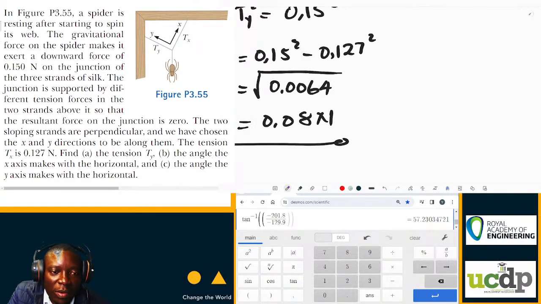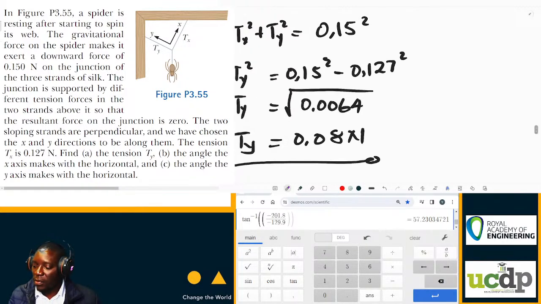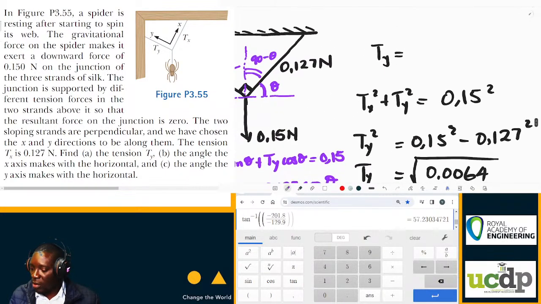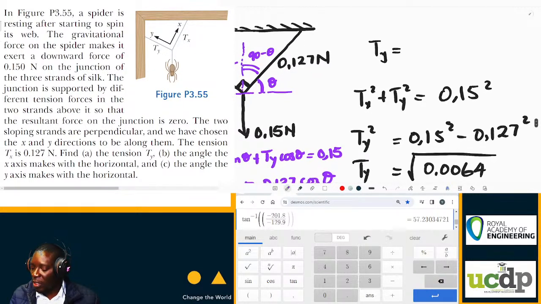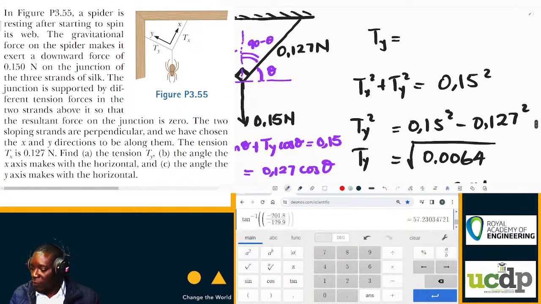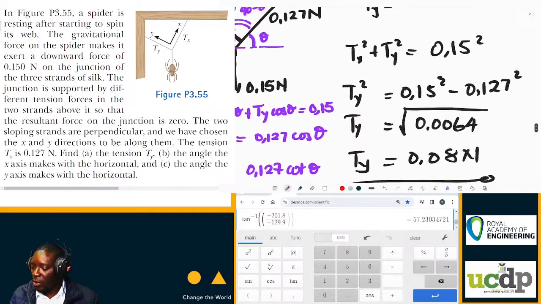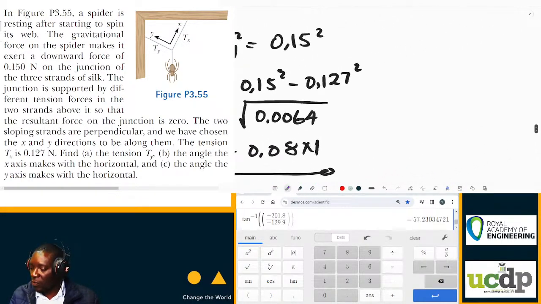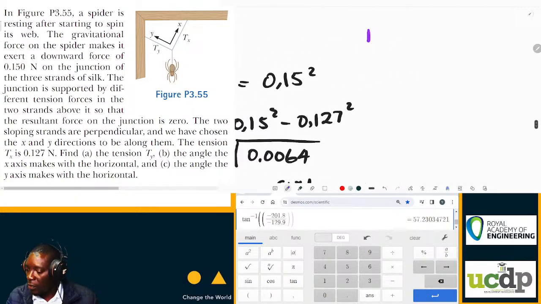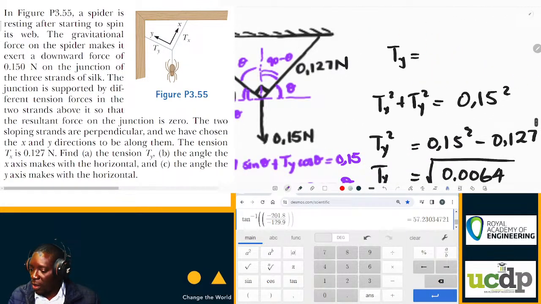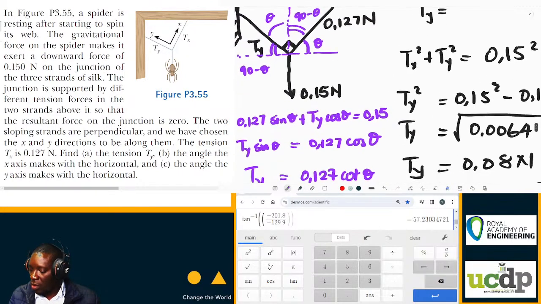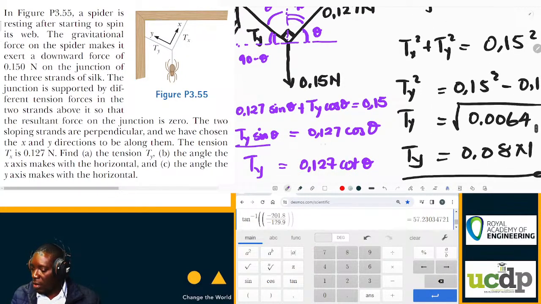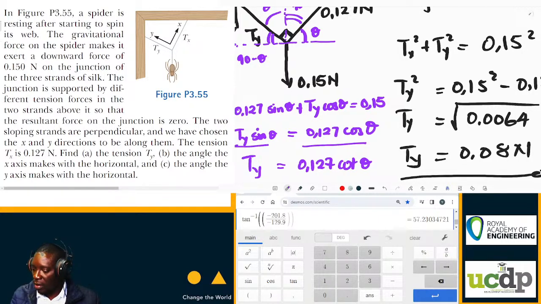But anyway, B says the angle the x-axis makes with the horizontal. Oh, it's coming back to the same thing. The angle the x-axis makes to the horizontal, which means we have to find theta. So having found Ty as 0.08, we're just doing the reverse of what we did there. So B is about finding theta. We have Ty and we have this. So we say sine theta over cos theta is 0.127 over Ty.